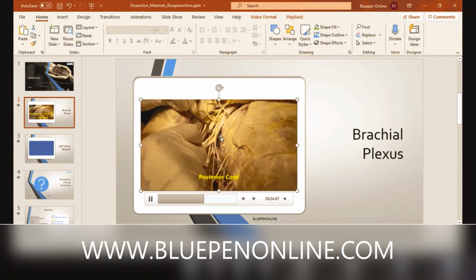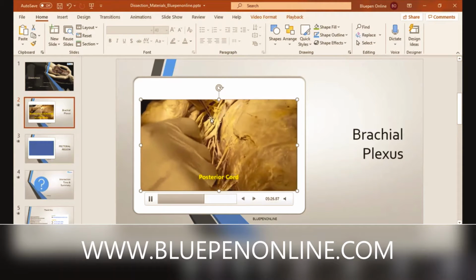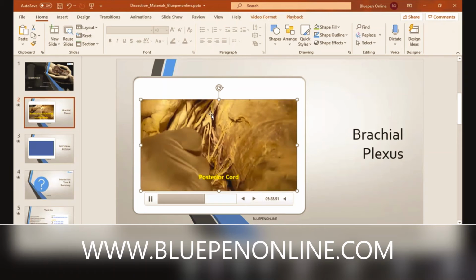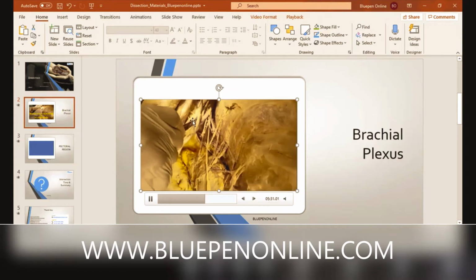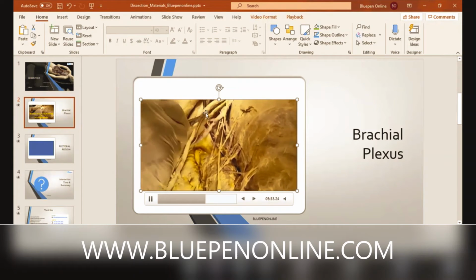So see, this is the posterior cord. Which one? In the biceps. Yeah, posterior cord. Okay.